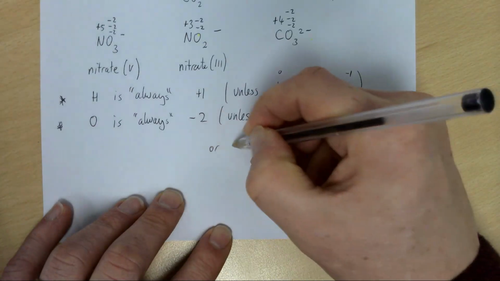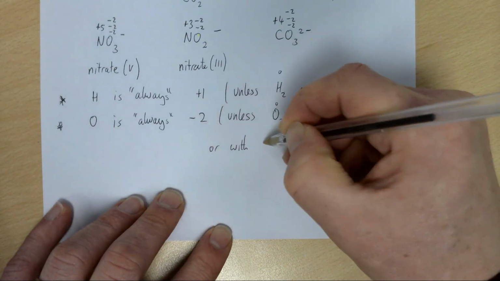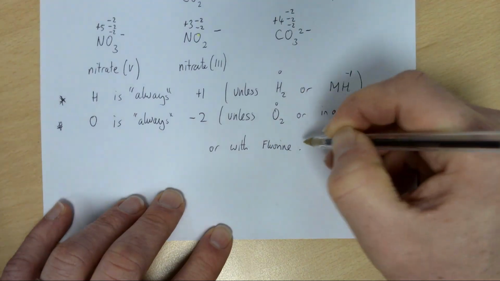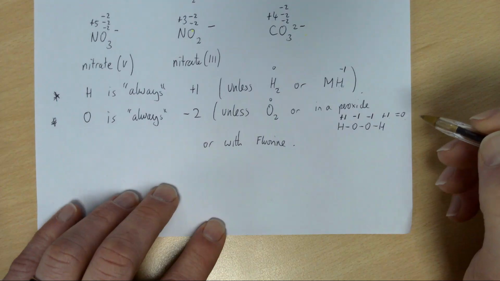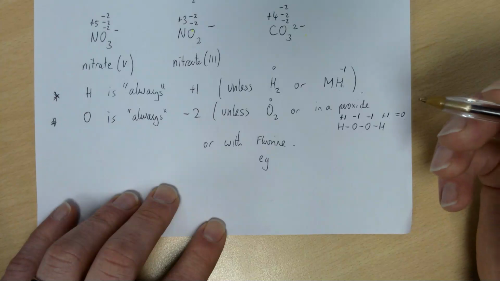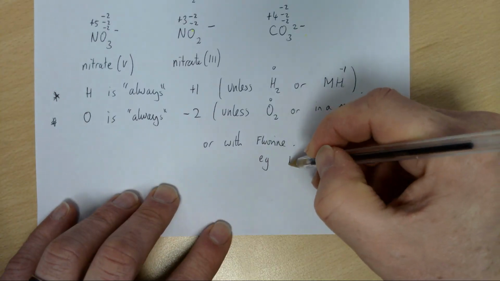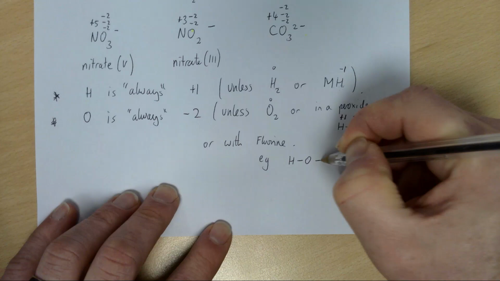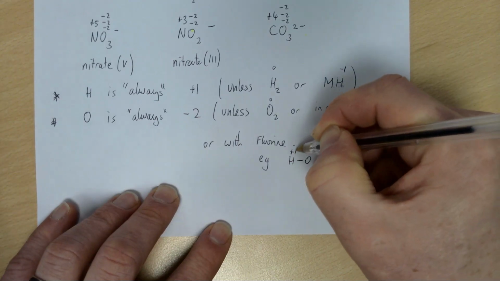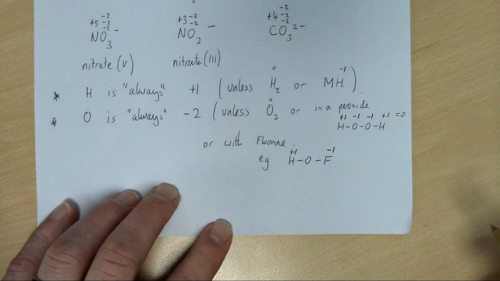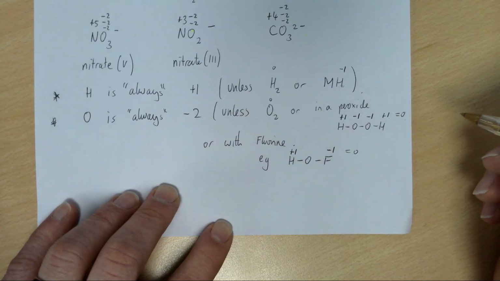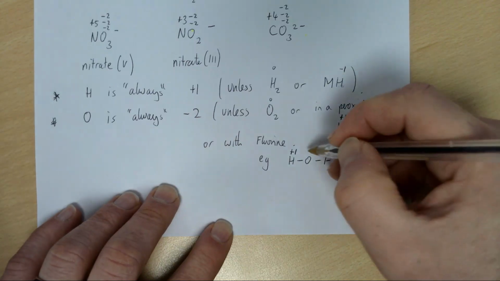Or with fluorine, and I'll come to that. So I'll give you an example of that. So fluorine's always minus 1. So if you've got HOF, the fluorine's always minus 1, the hydrogen's always plus 1, and the oxygen therefore, if all that adds up to 0, must be, tell each other, yeah, 0.